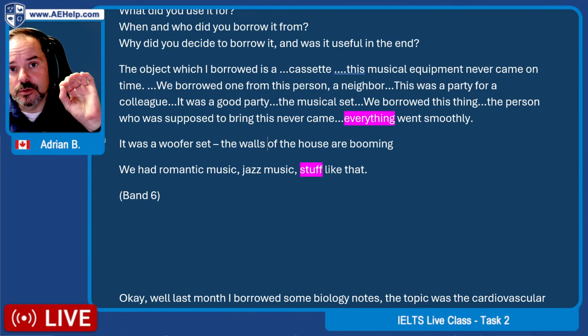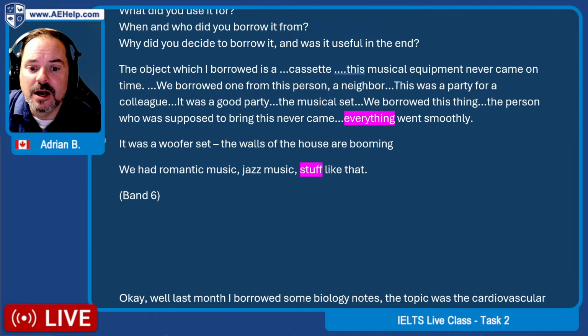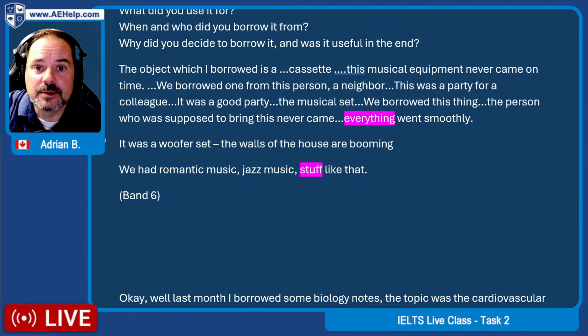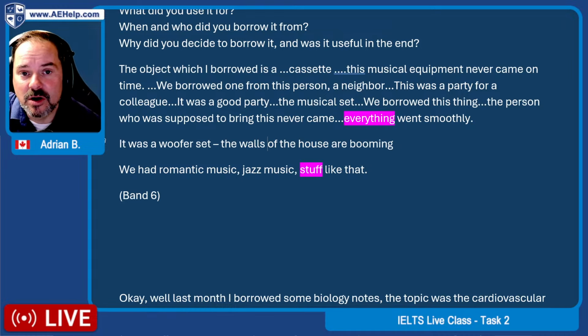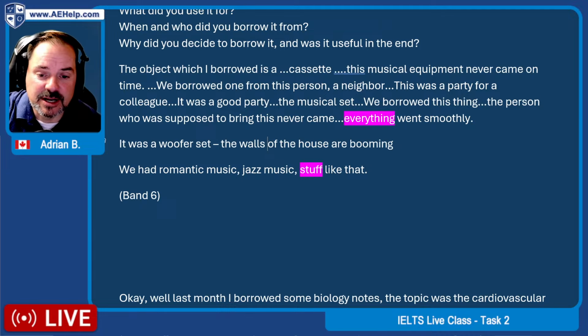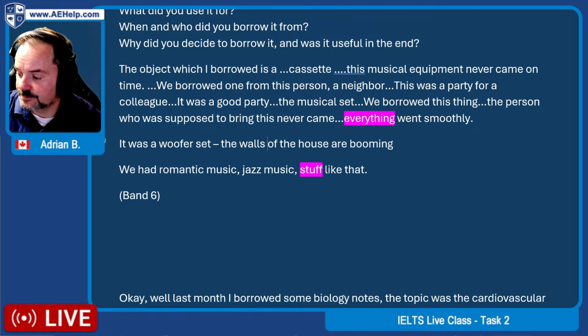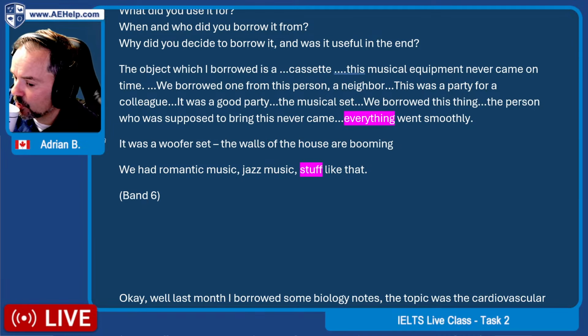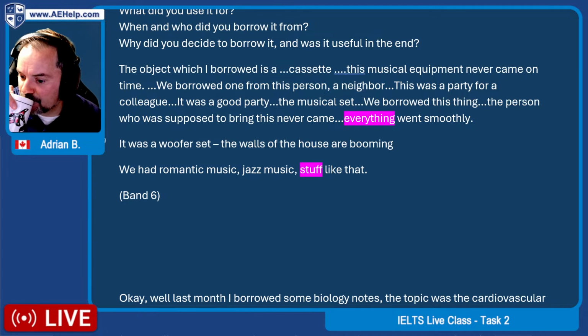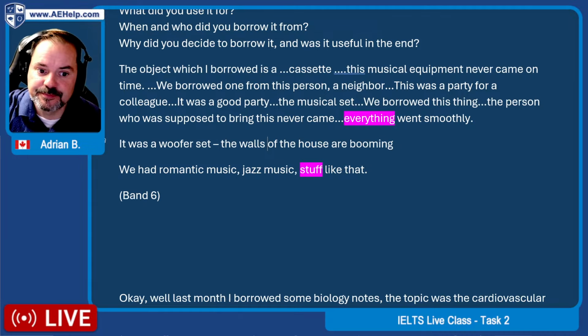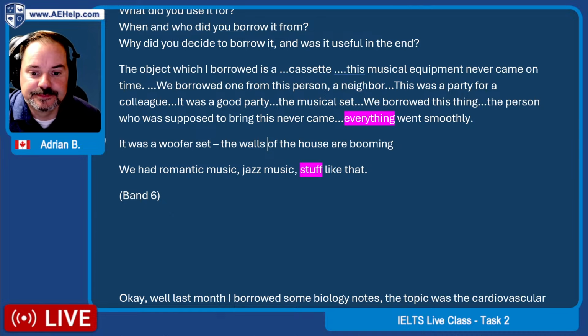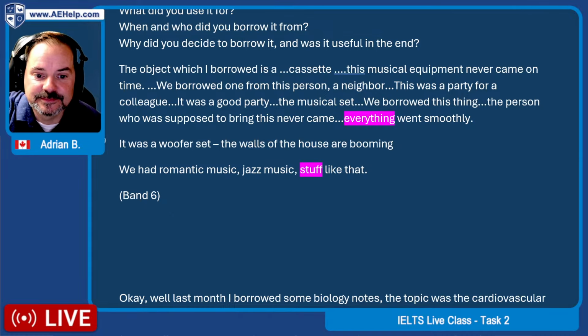Clarity, Olivia. So you want to have clarity, okay? It's very difficult to have a party without good music. We wanted to play some jazz and some romantic songs for one of my colleagues who was celebrating their 20th anniversary. We wanted to play some jazz and romantic music for my colleague who was having a birthday party. Sure. Okay.